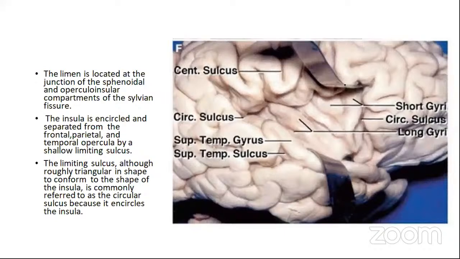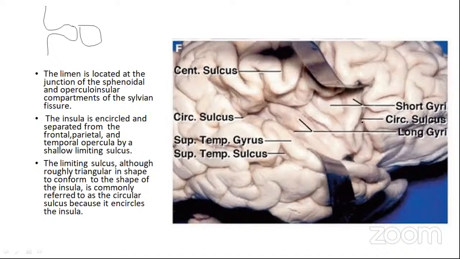The limen insulae is located at the junction of the sphenoidal and operculo-insular compartments of the Sylvian fissure, as we discussed previously, that if we dissect out and retract the frontal lobe and the temporal lobe, the limen insulae is located at the junction of the sphenoidal compartment and the operculo-insular compartment of the Sylvian fissure. The insula is encircled and separated from the frontal, parietal, and temporal opercula below by a shallow limiting sulcus. So there is a sulcus that is separating it from the frontal lobe, parietal lobe, and the temporal lobe below.